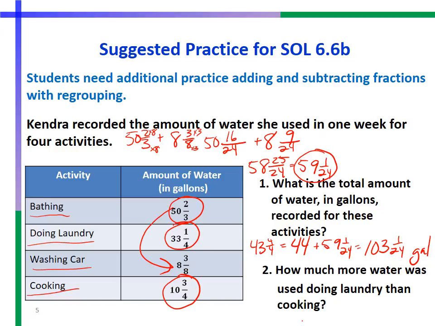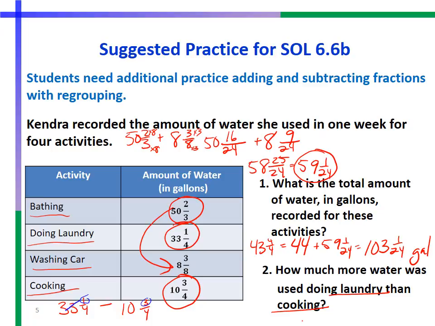So for question number 2, how much more water was used for laundry than cooking? And so here we have the laundry amount. So the laundry amount is 33 and 1/4. And we're going to subtract that from 10 and 3/4. Thankfully, this already has a common denominator of 4. But for this one, I need to borrow from the whole number here because you cannot subtract 1 minus 3.